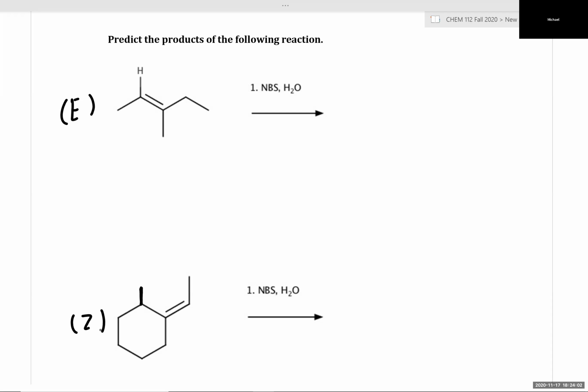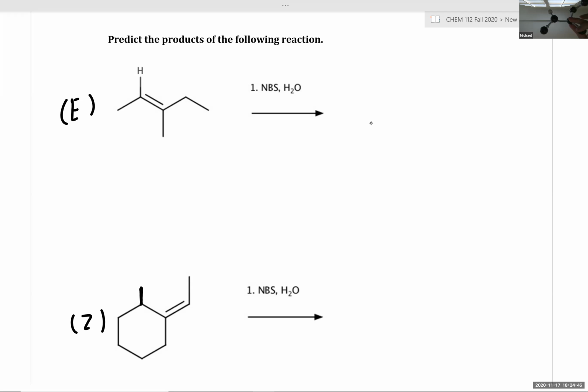Okay. So here is our, whoops, one more carbon than I need. There we go. Okay, we're just getting our model kit set up. Okay, can everyone see the model kit on the camera?